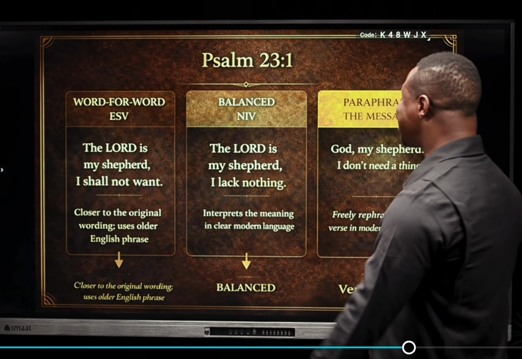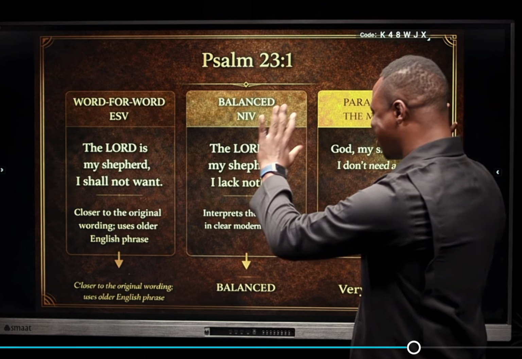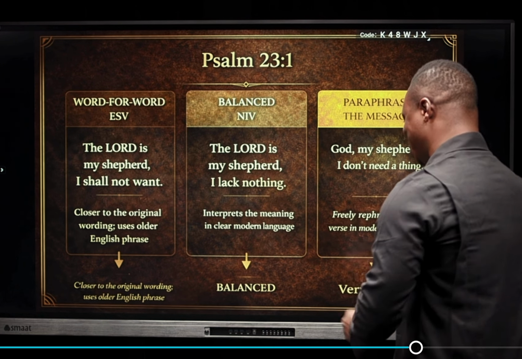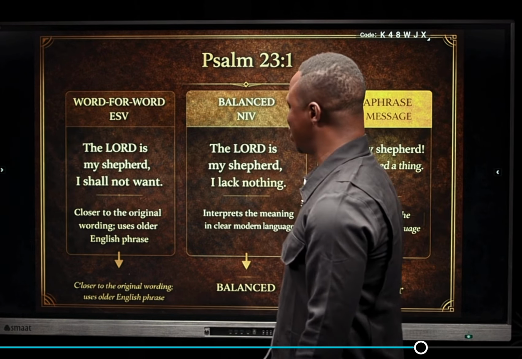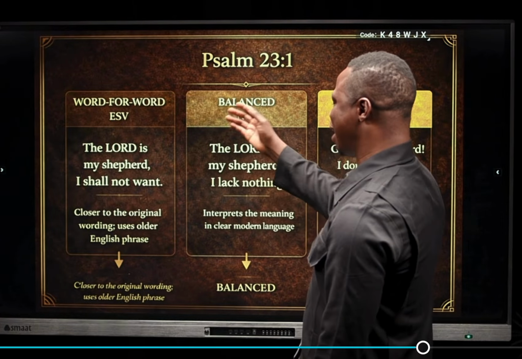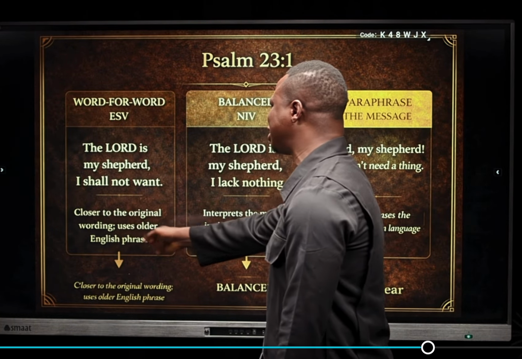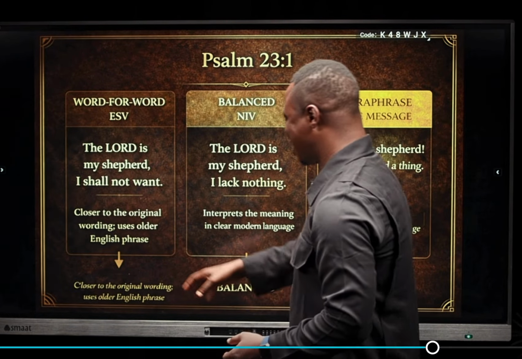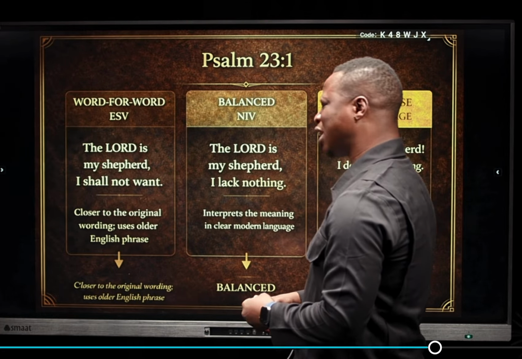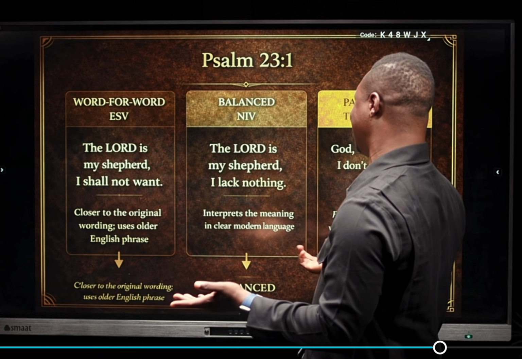Now, let's take an example before we go. Let's look at Psalm 23 in the three kinds of translation. Look at it, and then you see what I'm talking about. For the word for word, the ESV says, "The Lord is my shepherd, I shall not want." That takes you closer to the original wordings, but you see that it's using older English phrases.